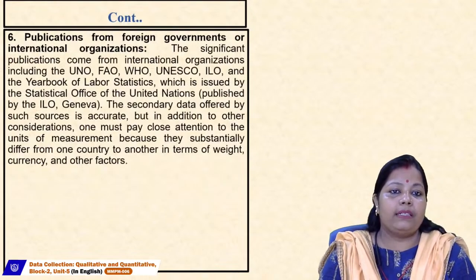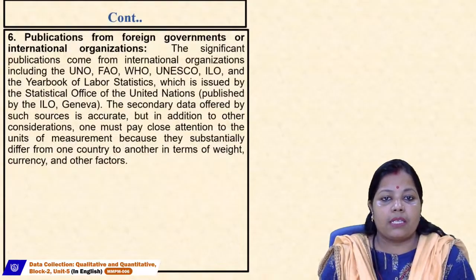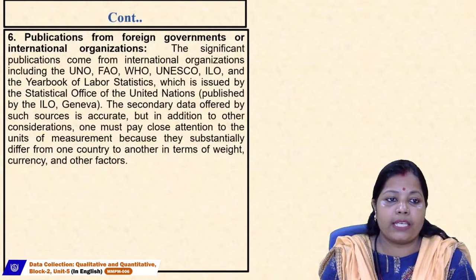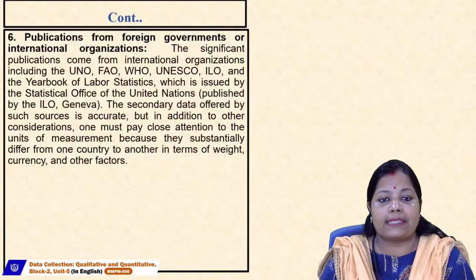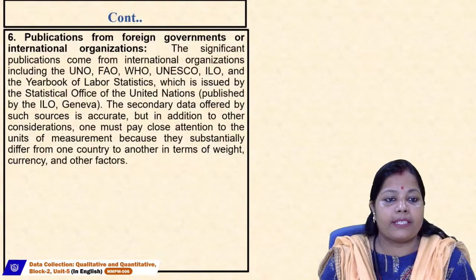Then the sixth government source of secondary data is publications from foreign governments or international organizations. The significant publications come from international organizations including UNO, FAO, WHO, UNESCO, ILO, and the Yearbook of Labor Statistics, which is issued by the Statistical Office of the United Nations.